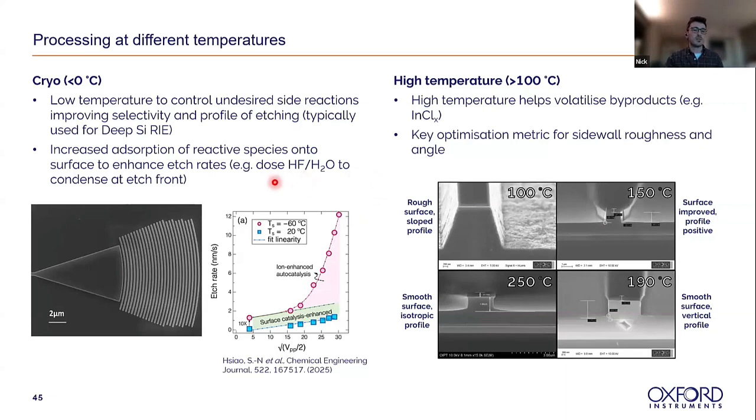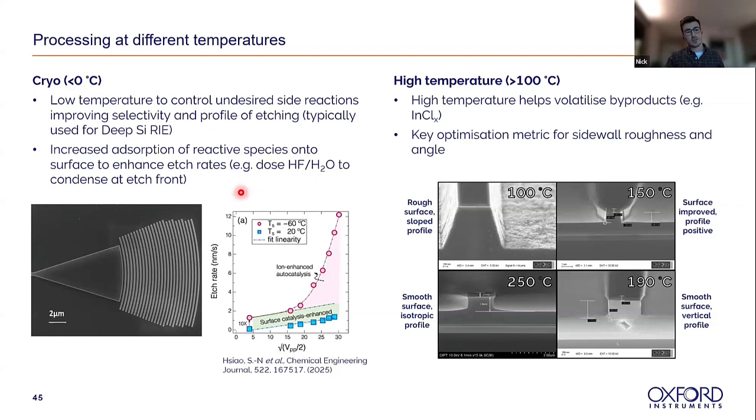So you can use very low temperatures, and this can be used to control undesired side reactions and chemical reactions, so it can help with achieving very vertical profiles. For cryo deep silicon etching, you get these very straight profiles. In comparison to Bosch, where you get scalloped profiles, with the cryo process you get very smooth vertical sidewalls. The downside is the etch rate is slightly slower, but if you're targeting very smooth films, it's ideal.